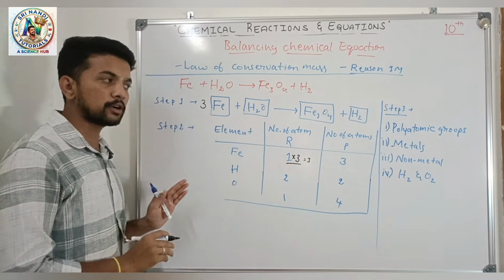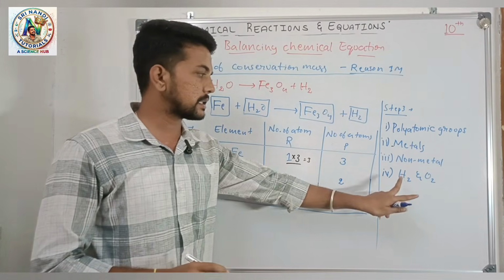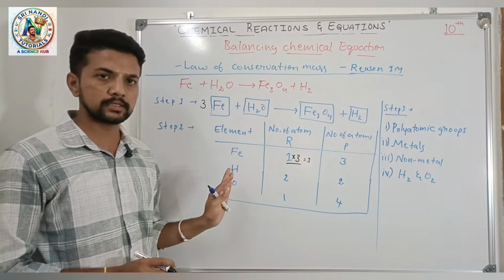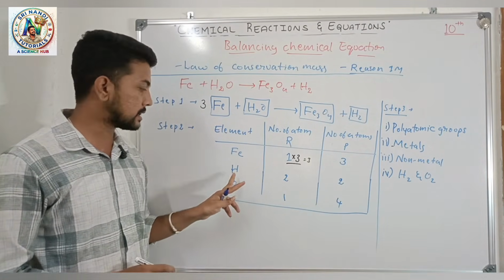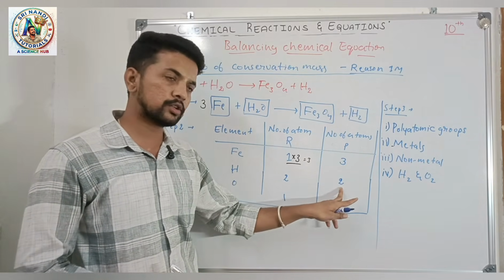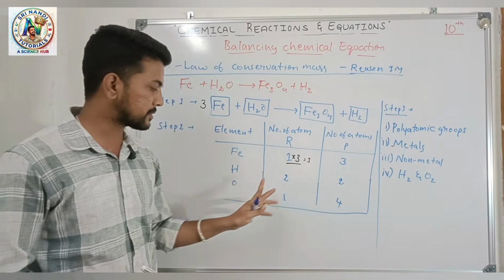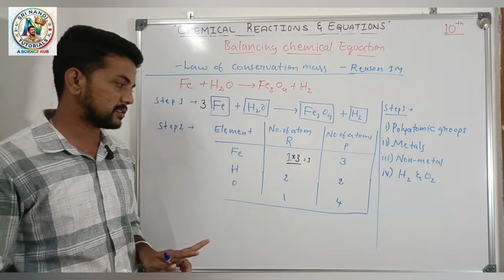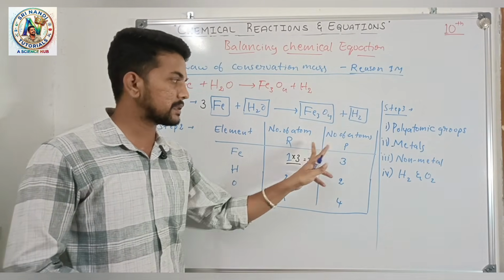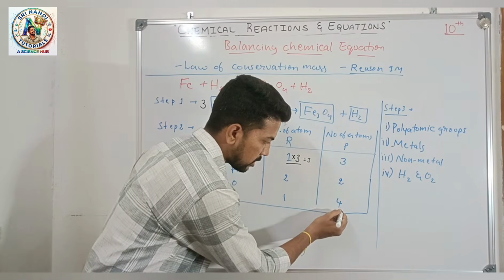Then after that you have to balance the non-metals other than hydrogen and oxygen. There are no non-metals other than hydrogen and oxygen. So after that you have to balance the hydrogen. Hydrogen, reactant side 2, product side 2. So there is no issue. Then you have to balance the oxygen. Oxygen in the reactant side there is only one oxygen, but in the product side there are 4 oxygen atoms.